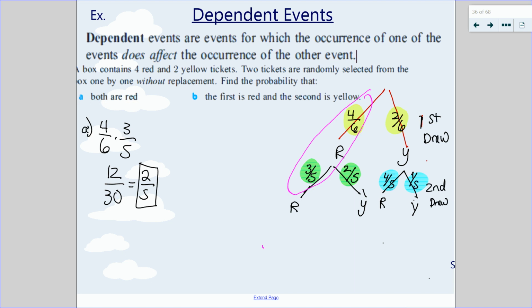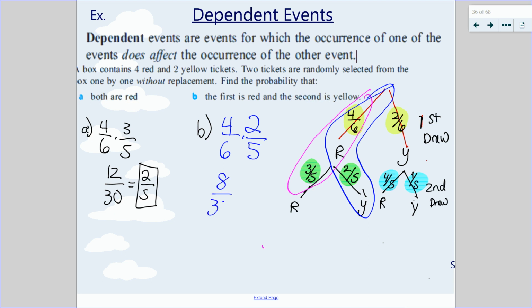The first is red, the second is yellow. So for B, first is red, second is yellow. We can go down that. First is red, second is yellow. 4/6 times 2/5. We get 8/30, which is 4/15. Tricky. So hopefully, as I talk through that, it made a little more sense. Dependent events, they are tricky. All right.